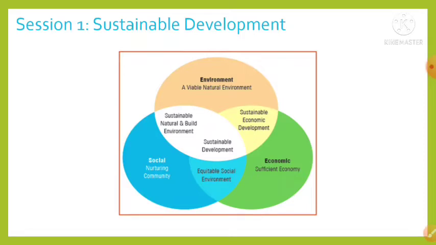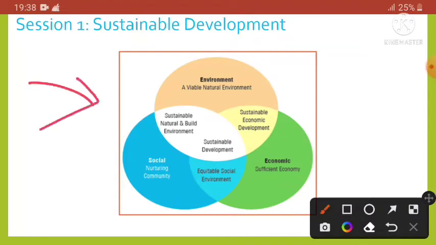Okay. So here you can see the three main areas in which sustainable development needs to be pursued: environment, a viable natural environment; economic, sufficient economic growth; and social, a nurturing community.